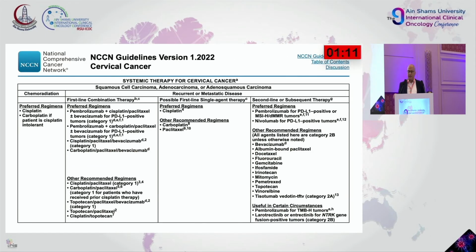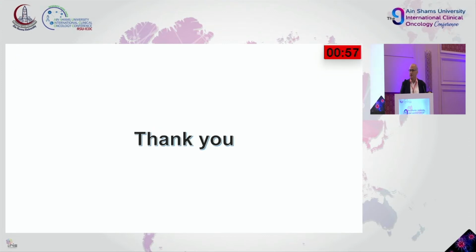And this is the NCCN guideline, the last version. You can see here for first-line treatment option, Pembro has been added to cisplatin paclitaxel plus or minus BEVA as a category 1. And this is my last slide, and thank you for your attention.